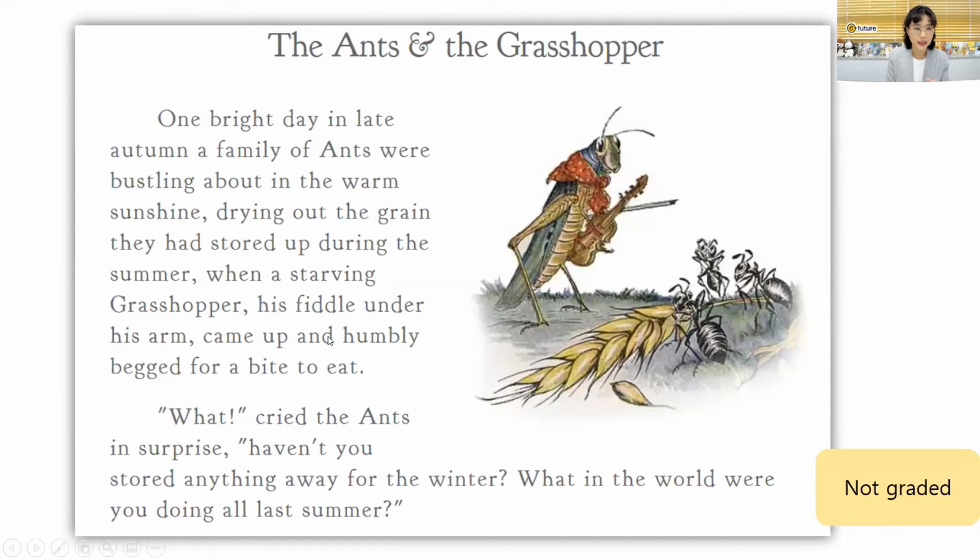Let's keep going. His fiddle under his arm came up and humbly begged for a bite to eat, right? Now we have several difficult words. What? Cried the ants in surprise. Haven't you stored anything away for the winter? What in the world were you doing all last summer? What in the world? That world doesn't mean the world that we know, right? This is an expression. Okay, so these things make reading difficult, right?